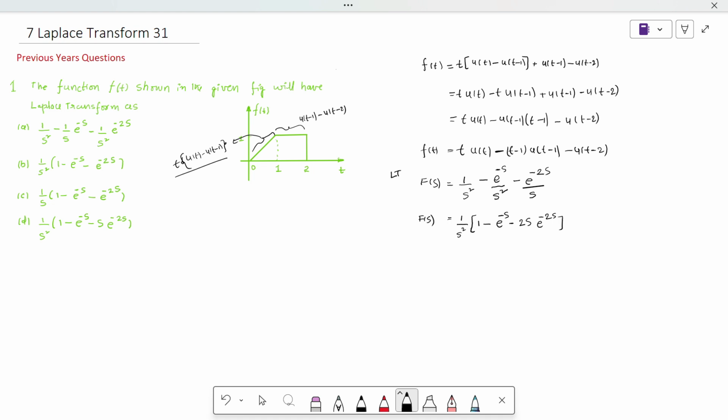So simple. So the option is, see, sorry, there is no 2. There is only s. E power minus 2s is okay. Option D.